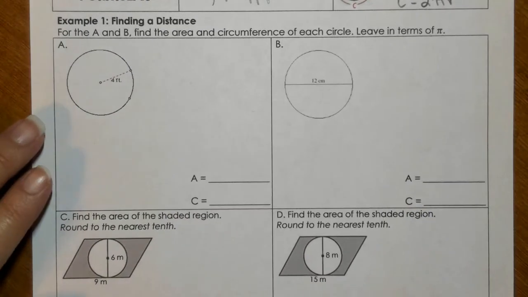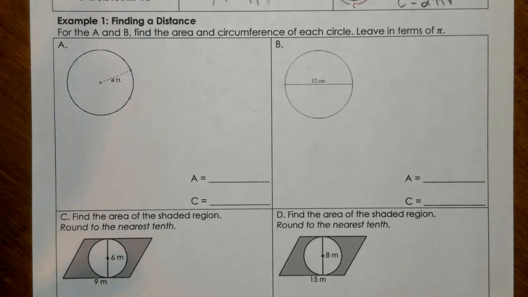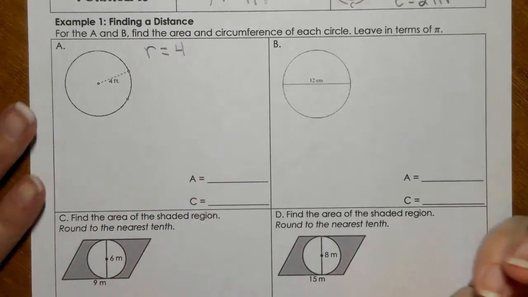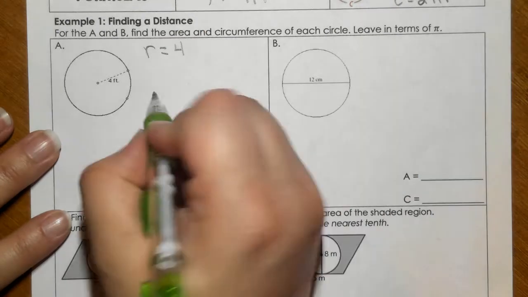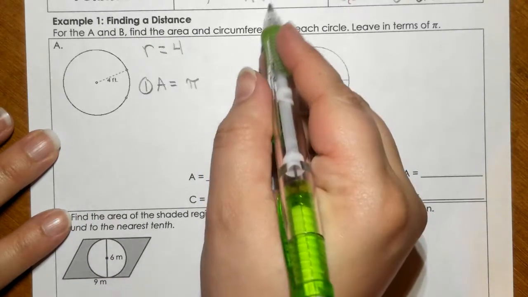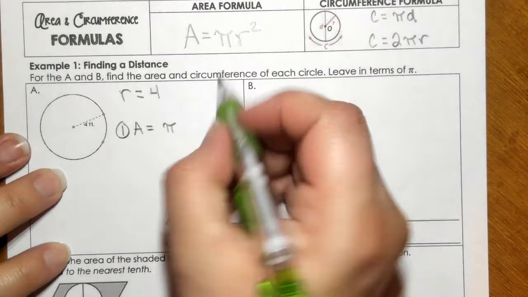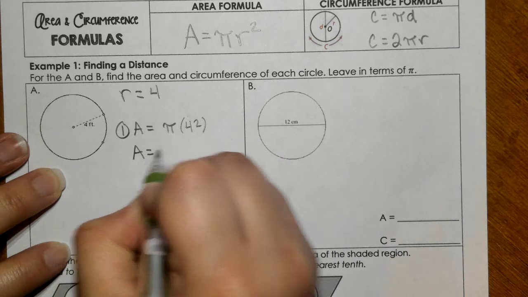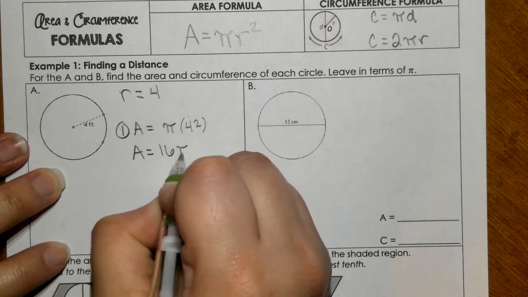All right. So in the first two questions, it's asking us just to find the circumference and the area of each one of these circles. So first, I'm going to identify my r. My radius is 4. Okay. So to find the area, I'm just plugging that into pi r squared here. So pi times 4 squared, and that would be 16 pi.